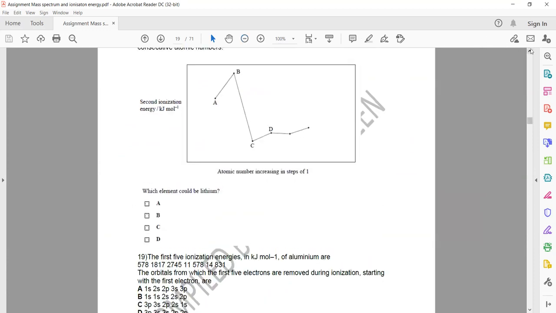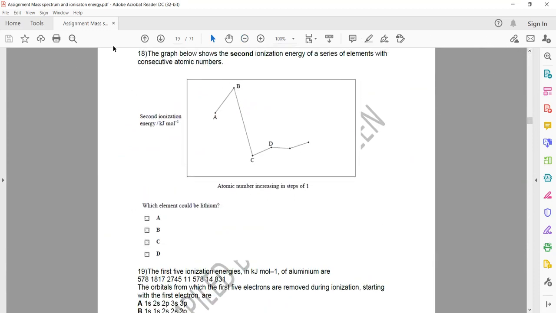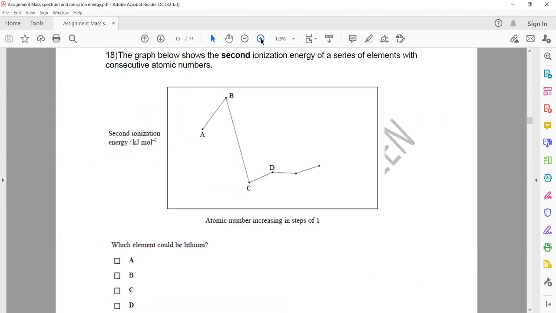In this question, the graph shows a second ionization. So the first ionization is already done. This is a second ionization graph. So which element could be lithium?